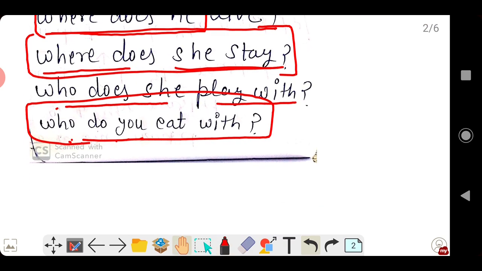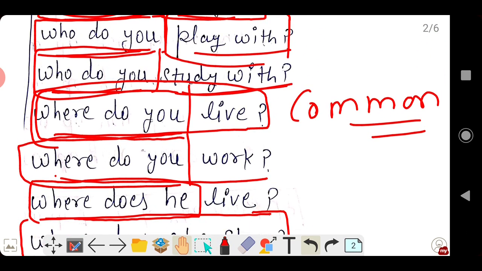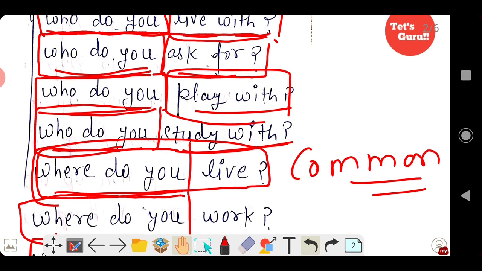Okay, so friend, just practice in this way. Where do you? Where do I? Where do they? Where does she? Where does he? Where does Priya? Where does Sham? These are very common, and in practical life, when it comes to speaking with someone, I'm talking about English, it's very, very important to learn in this way.